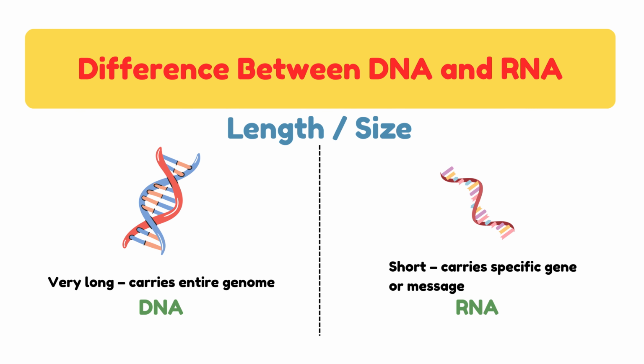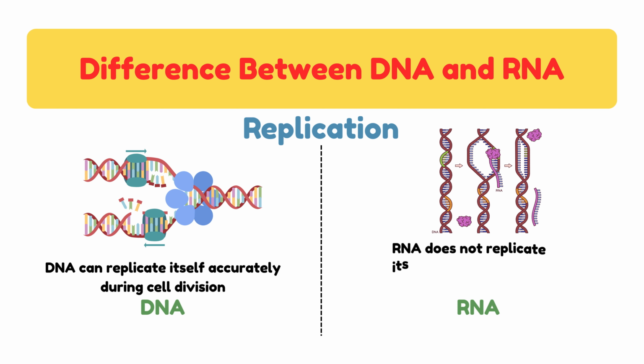Length or size. DNA molecules are very long, carrying the entire genome. RNA molecules are short, carrying only one specific gene's message. Replication. DNA can replicate itself during cell division, ensuring every new cell receives a full copy. RNA does not replicate. Instead, it is made directly from DNA through a process called transcription.